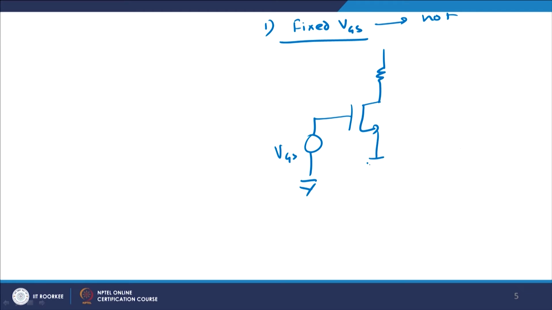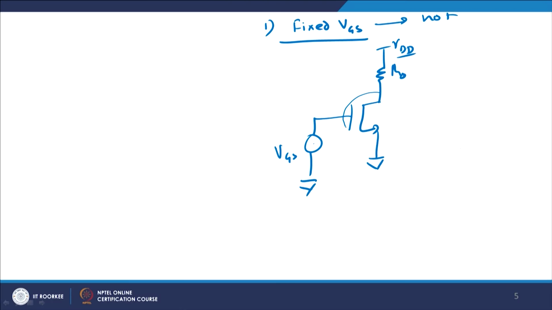So this is basically a grounded source application with RD here and VDD here. This you have been learning till now, but the way it has been done is that you fix the value of VGS to be in the saturation region. But the problem is that if you replace this device by another device, or if you replace this RD or VDD, then chances are that the Q point will shift.